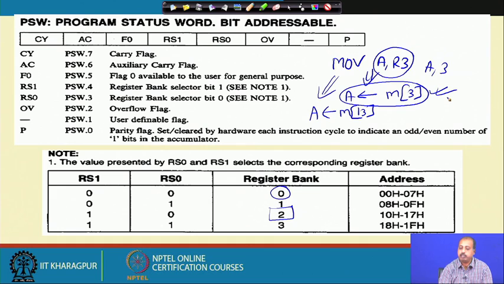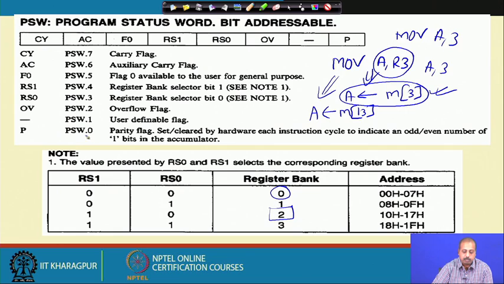So when you are writing the move instruction, you can write either in this form, move A comma R3. In that case, depending upon the register bank selection, it will either be accessing location 3 or location 13 in our example. However, if you are using the instruction move A comma 3, then whatever your bank selection, it will move the content of memory location 3 to A. So it is register bank independent. That way we can have these register banks useful.